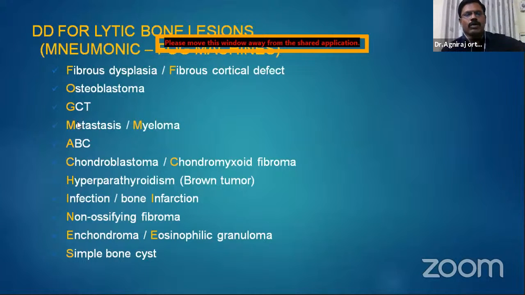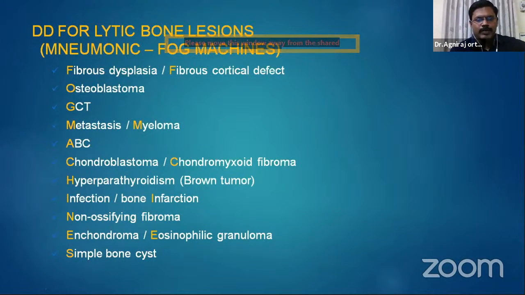So we'll go through one by one. What is FOG MACHINES? F for fibrous dysplasia and fibrous cortical defect. O is osteoblastoma. Osteoblastoma is a benign tumor arising from the posterior elements of the spine. It is a big osteoid osteoma, and it is a lytic lesion. The third thing is giant cell tumor. We have studied giant cell tumor is an expansile eccentric lytic lesion. So once giant cell tumor is there, ABC will come, and other metastasis in old age, and myeloma, multiple myeloma will produce multiple punched out lytic lesions, and chondroblastoma and chondromyxoid fibroma and enchondroma.